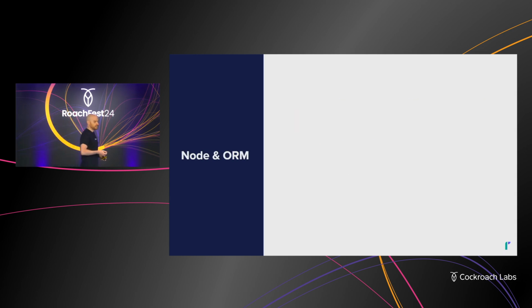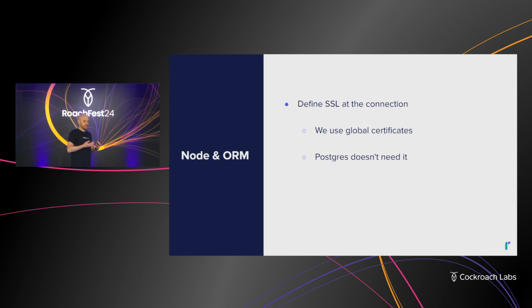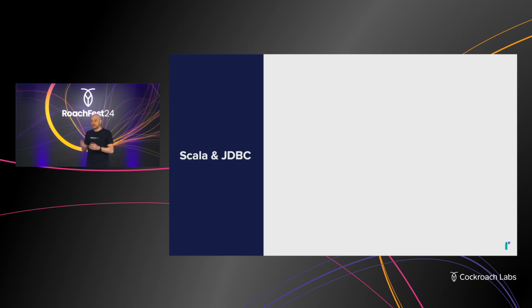Node and ORM type. Nothing really changed, just needed to change the connection to use SSL. This is because we use global certificates. We actually don't use a node certificate. We actually use a global certificate for the entire system. So this was a bit of change, but Postgres really didn't need it, again, like the Ruby one. Scala and JDBC, well, just works. Just connect it, and that's it.